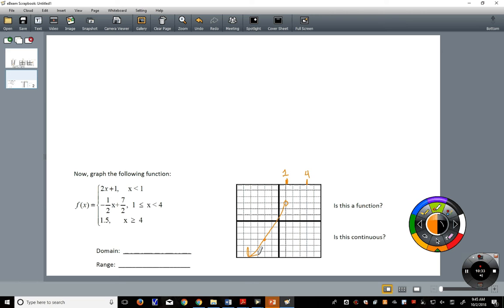so when I plug in 1, -1/2 times 1 is -1/2. You guys have to be okay with fractions a little bit. If you need a little scratch work, it's okay. So -1/2 plus 7/2 equals 6/2, which is just 3. So I plugged in 1 and I got 3.